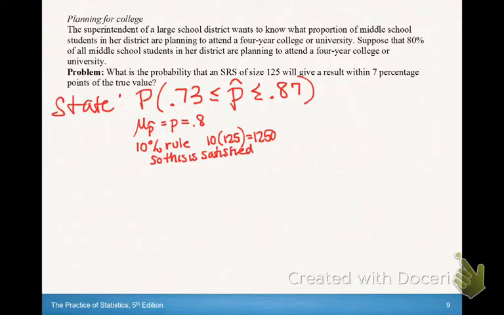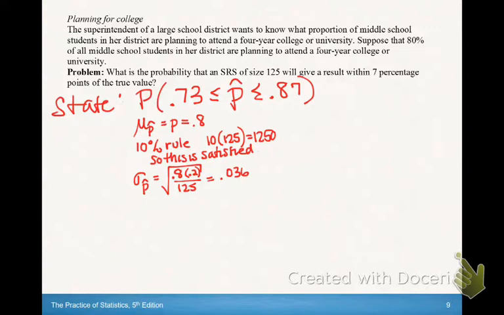Which means we can find the standard deviation of p hat to be the square root of p times q divided by n. I'm sorry, p times q divided by n. That comes out to about 0.036. You can check in your calculator if you'd like.